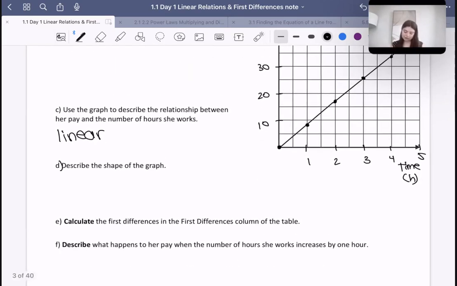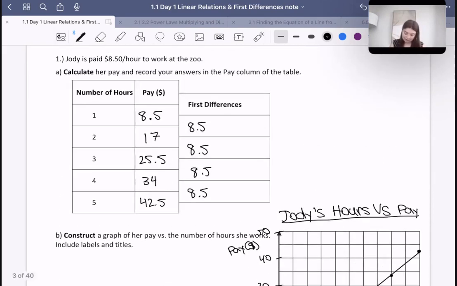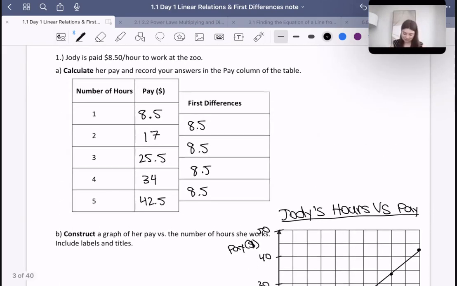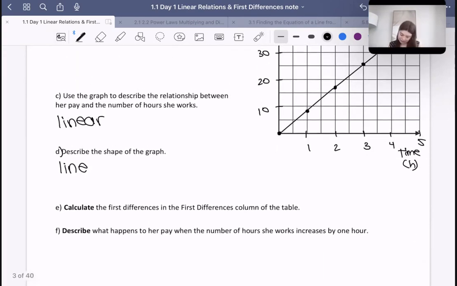And then it says describe the shape of the graph. So the shape of the graph is a line, right? Linear describes the relation it is, right? The relationship. It's a linear relationship. Line describes the shape of the graph, or what does the graph look like? Oh, the graph is a line, right? So the graph is a line. Then it says calculate the first differences in the first differences column of the table. Oops, well we already did that. We did that in this first part, but that's all right. So that's already done. And then F says, describe what happens to her pay when the number of hours she works increases by 1 hour.